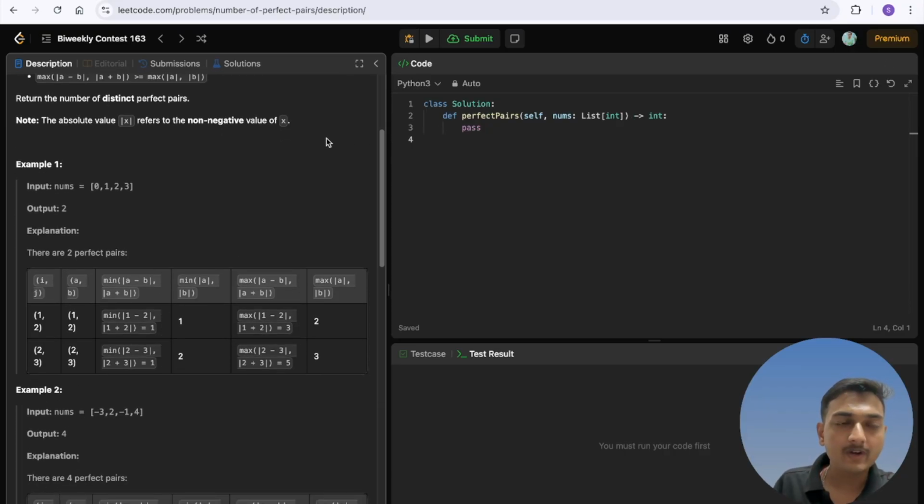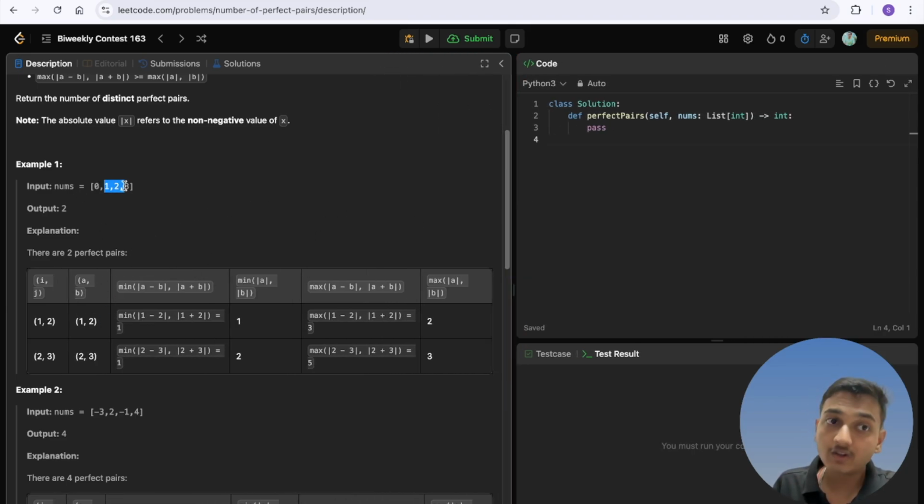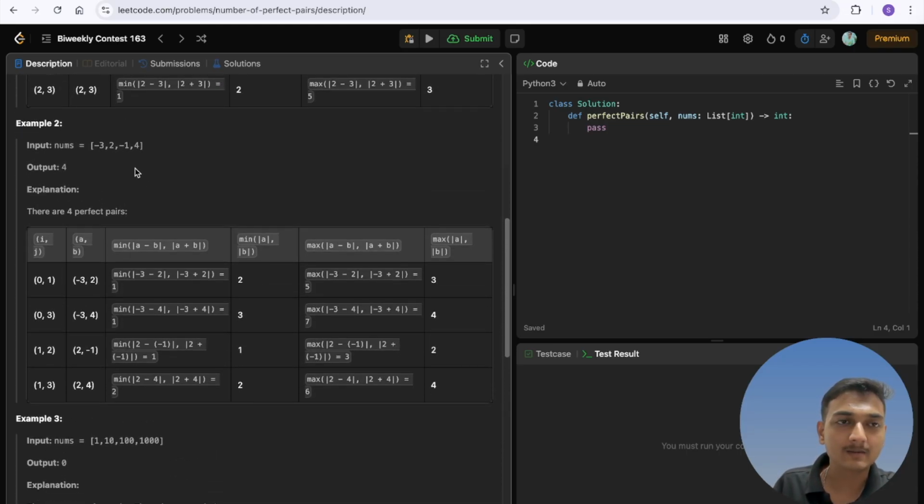If I observe here, 0 comma 1 is not in the answer. 1 comma 2 was in the answer, 2 comma 3 was in the answer, and 1 comma 3 again is not in the answer. Let's deal in positive, because we see that negative or positive doesn't actually matter. So 3 comma 2 was the answer, 1 comma 2 is an answer, 3 comma 4 is an answer, and 2 comma 4 is again an answer.